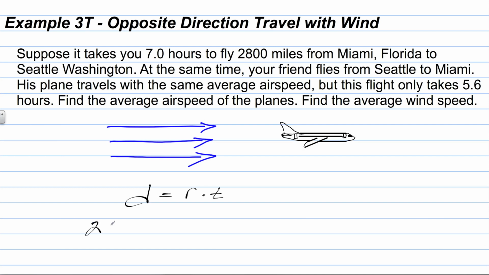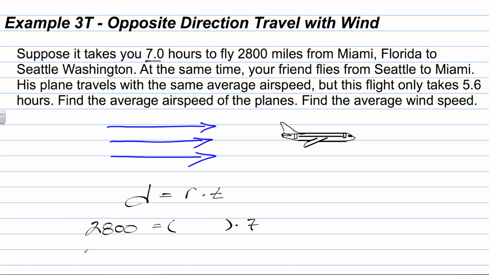We're going to have one equation for you, and you travel 2,800 miles. Now what we need to do is find this rate, and we're going to multiply that by your time. You travel the 2,800 miles in 7 hours. We're going to fill this in, and notice I left some space in here. We're going to have to add or subtract something in here.